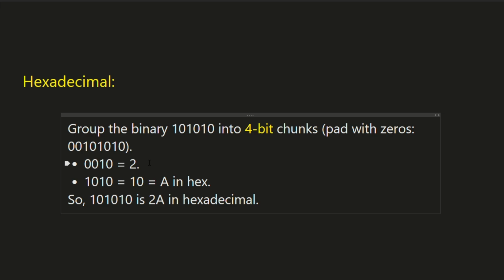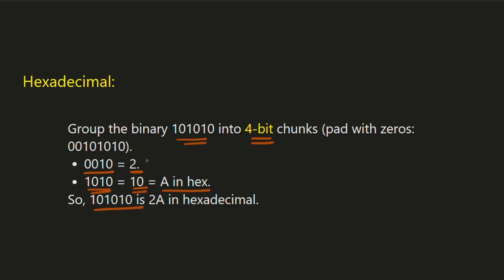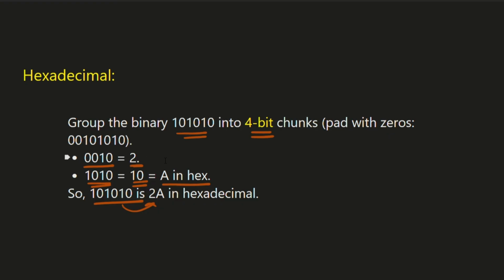Next, hexadecimal. Group the binary 101010 into 4-bit chunks, padding with zeros to get 00101010. The first group, 0010, is 0 times 8 plus 0 times 4 plus 1 times 2 plus 0 times 1, which is 2. The second group, 1010, is 1 times 8 plus 0 times 4 plus 1 times 2 plus 0 times 1, which is 8 plus 2, equaling 10, or A in hexadecimal. So 101010 is 2A in hexadecimal.